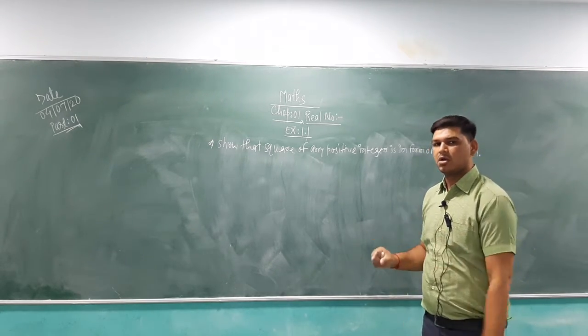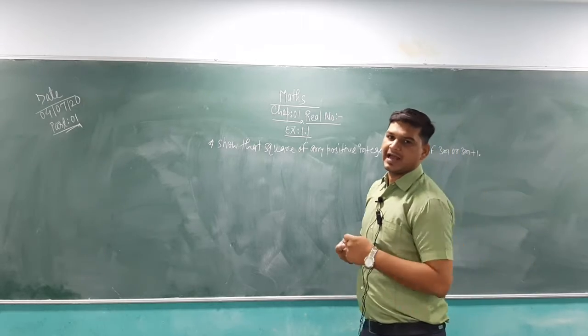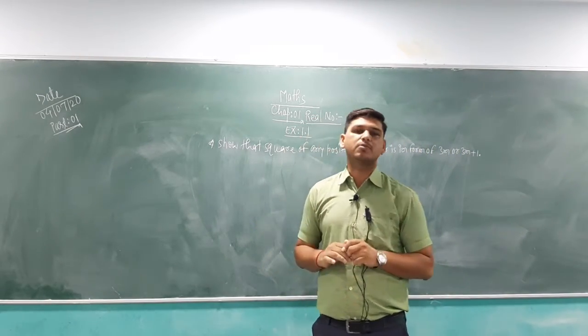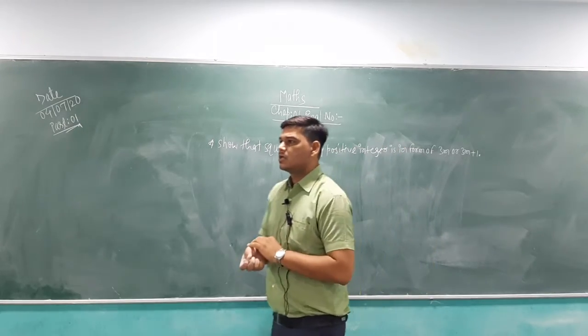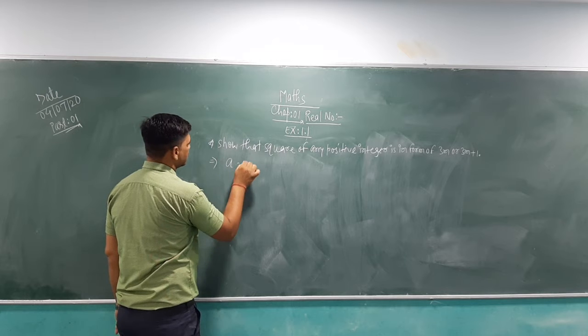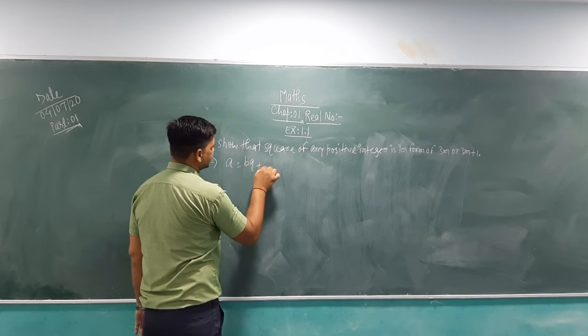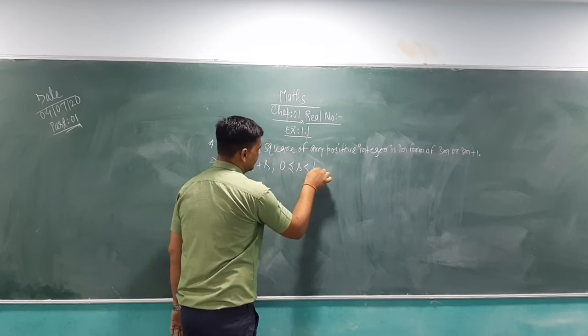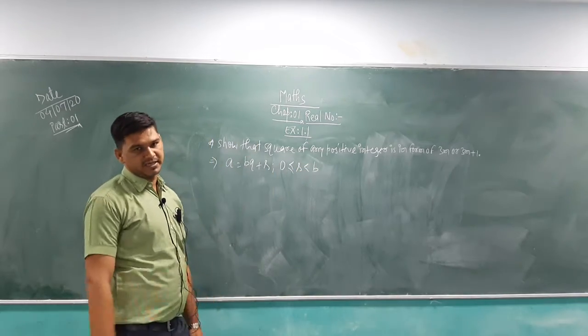How can we find this out? We already know that Euclid's division lemma is generally in the form a = bq + r. That is the standard formula. Using Euclid's, a = bq + r, where 0 ≤ r < b. This is the standard division algorithm.